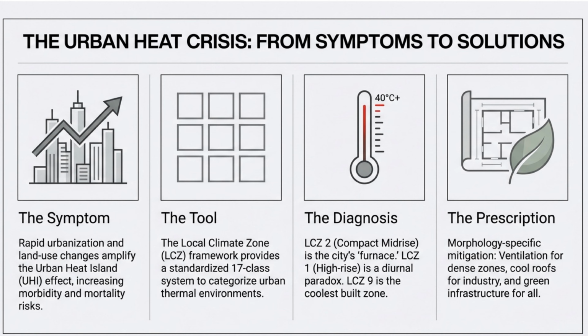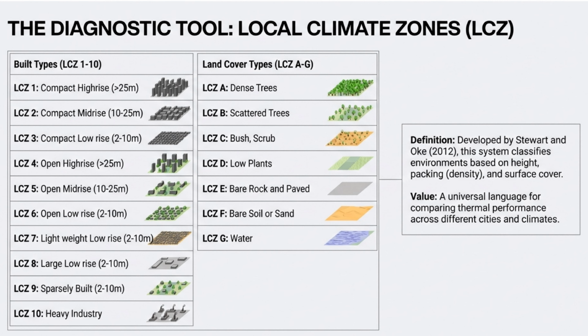Third, the diagnosis itself, LCZ 2, or compact mid-rise zones, consistently act as the city's furnace, while LCZ 1 high-rise zones present a paradox, and LCZ 9 is the coolest built zone. Finally, the prescription, morphology-specific mitigation strategies, including ventilation for dense zones, cool roofs for industry, and green infrastructure as a universal solution. The urgency becomes clear when we look at the projections.